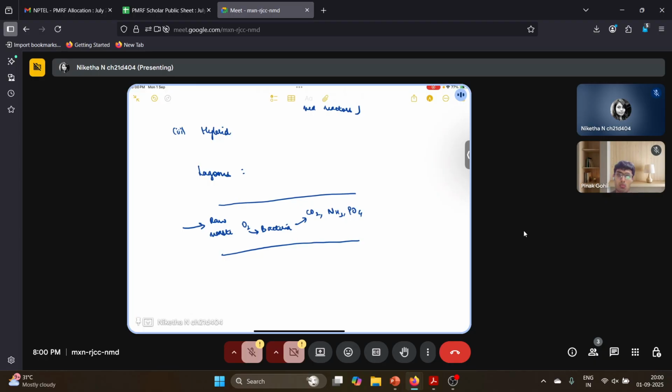Now this carbon dioxide is going to be used by algae. That algae is going to use the carbon dioxide for its own living and it is going to give out oxygen. That oxygen is going to be used by the bacteria to break down the waste into carbon dioxide. And again, the carbon dioxide will be used by the algae. So this is going to continue like a circle. This is called a facultative condition.